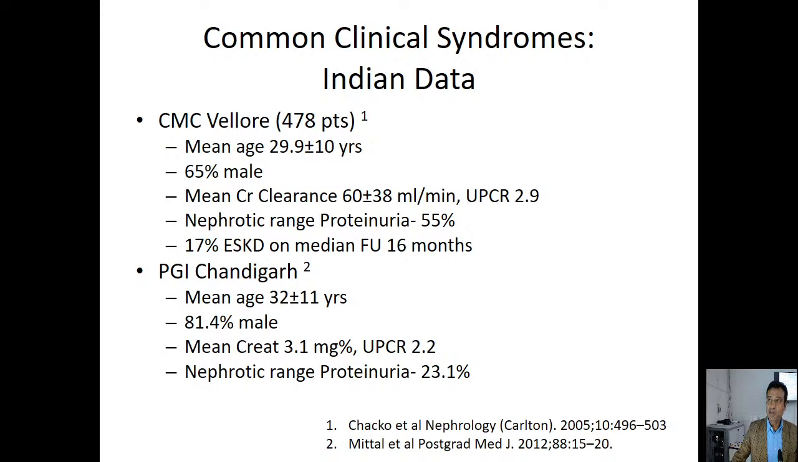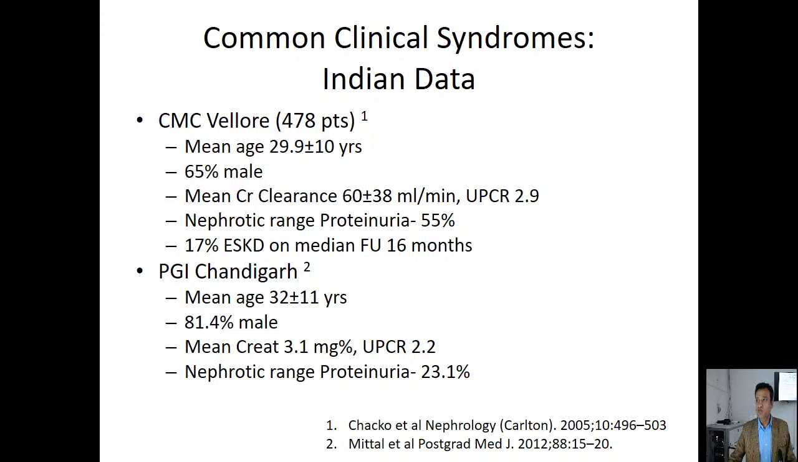As opposed to what we learned from the West, 55% of our patients presented with nephrotic range proteinuria, and not surprisingly, in a short follow-up of 16 months, 17% developed end-stage kidney disease. So remarkably different patient and outcome profile as opposed to what we knew from the Western and the Southeast Asian data.